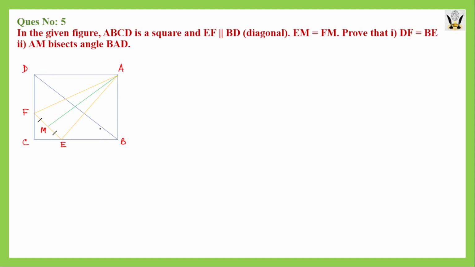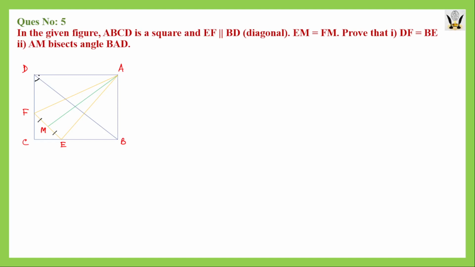And since it is given that BD is the diagonal of this square, we know that the diagonal bisects the interior angles, the angles that it is part of. So we can say this angle and this angle will be equal. And since the whole interior angle is 90 degrees, this much will be 45 degrees.